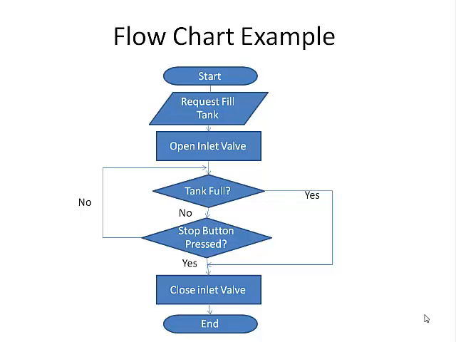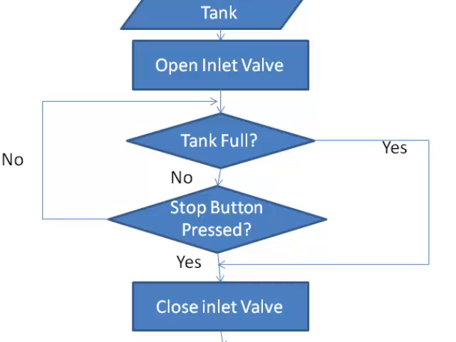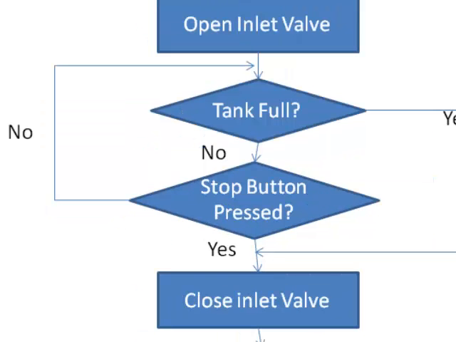Flowcharts don't have to model computer systems. Here we have a flowchart modeling the filling up of a fuel tank. We start, the input requests that the tank be filled. That results in a function which opens an inlet valve. A question is repeatedly asked that says, is the tank full? If the tank is not full, has a button been pressed? If the tank is not full and no button has been pressed, the process will loop round and continue filling. If at any point the tank fills up, or the stop button is pressed, the inlet valve is closed and the process comes to an end.